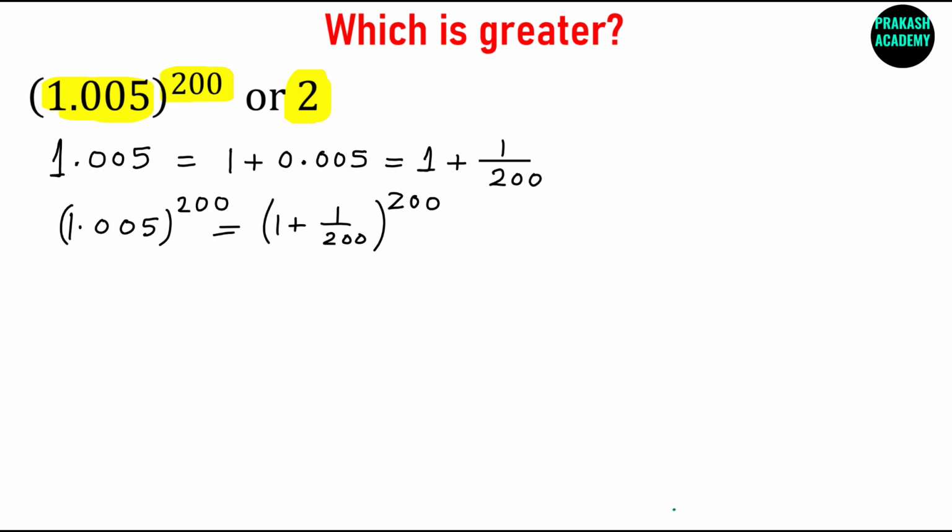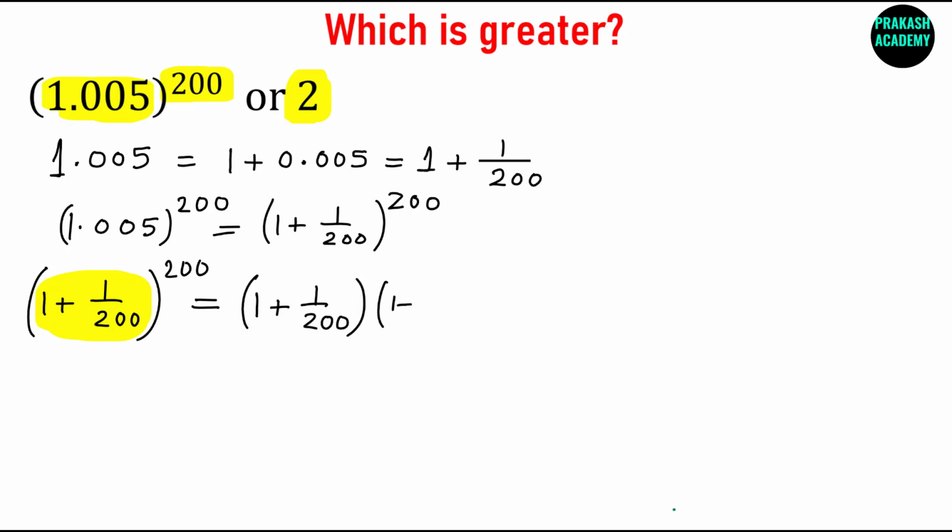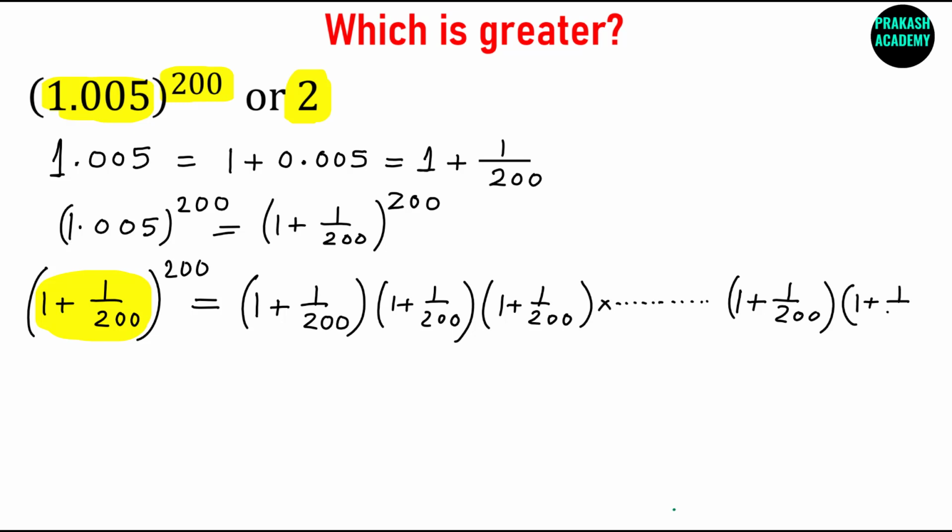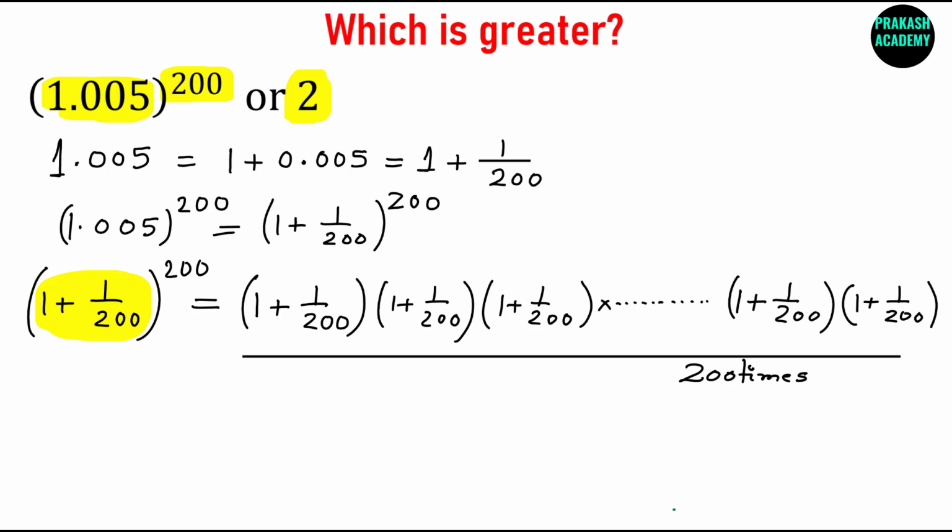Now I can expand this term. So we have 1 plus 1 by 200 raised to the power 200. This means basically I have to multiply this term 200 times. So what we will have? We will have 1 plus 1 by 200 first time, 1 plus 1 by 200 second time, 1 plus 1 by 200 third time, and this will go on, and just before the last term, 1 plus 1 by 200, and this is the last term, 1 plus 1 by 200. So how many times are we multiplying? You see, from here to here we are multiplying 200 times. So there are 200 numbers or 200 terms: first term, second term, third term, and this will be the 200th term.